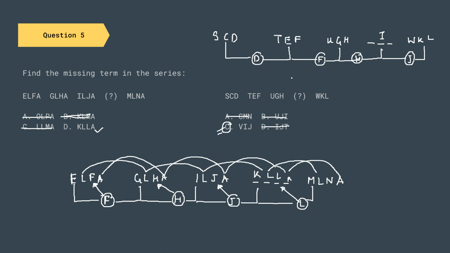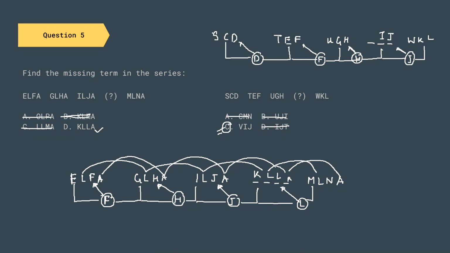Despite that, I'm going to solve this full question and see if our guess is correct or not. So again, you can see that D is positioned here, F is positioned here, H is positioned here, and J will be positioned here. So the third letter will be J. So we are correct till now.